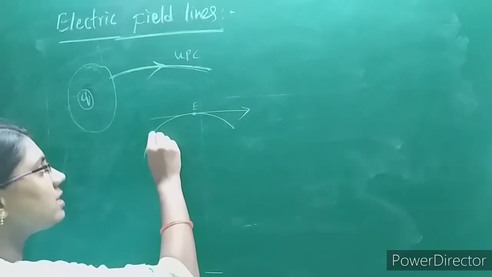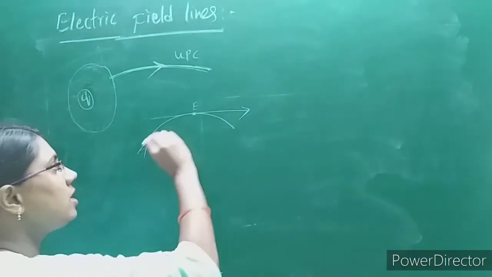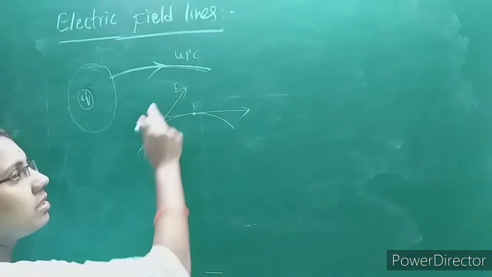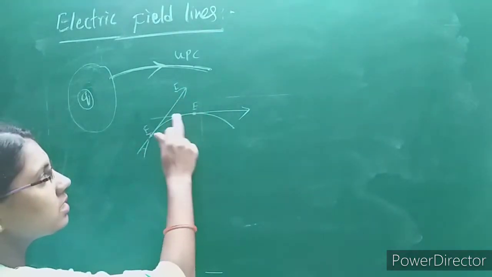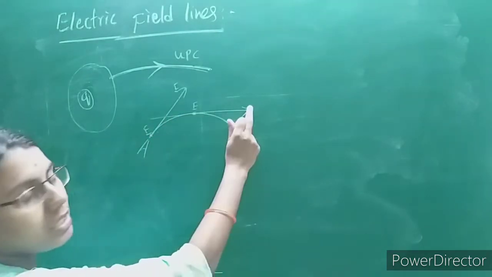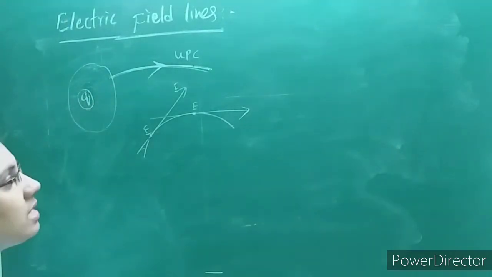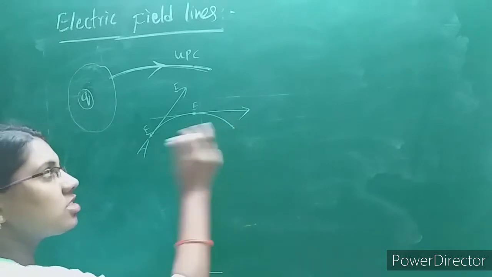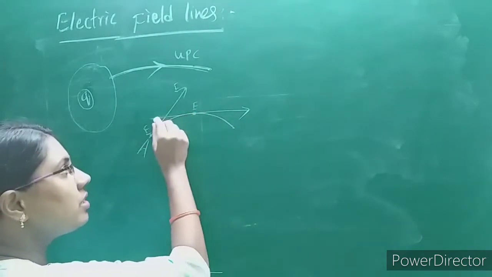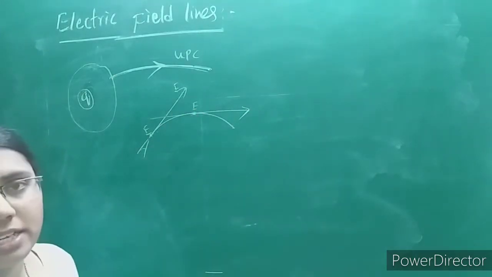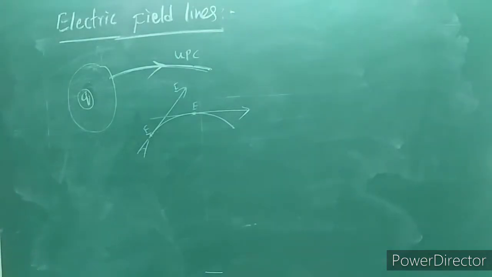Suppose you draw a tangent at this point on this curved path, then the direction of electric field at this point is this one. If you draw a tangent here, the direction of electric field at this point is like this. So, another definition of electric field line is a curved path such that at any point on that path, the tangent gives the direction of the electric field at that point. Now let me move on to discuss the basic properties of these electric field lines.